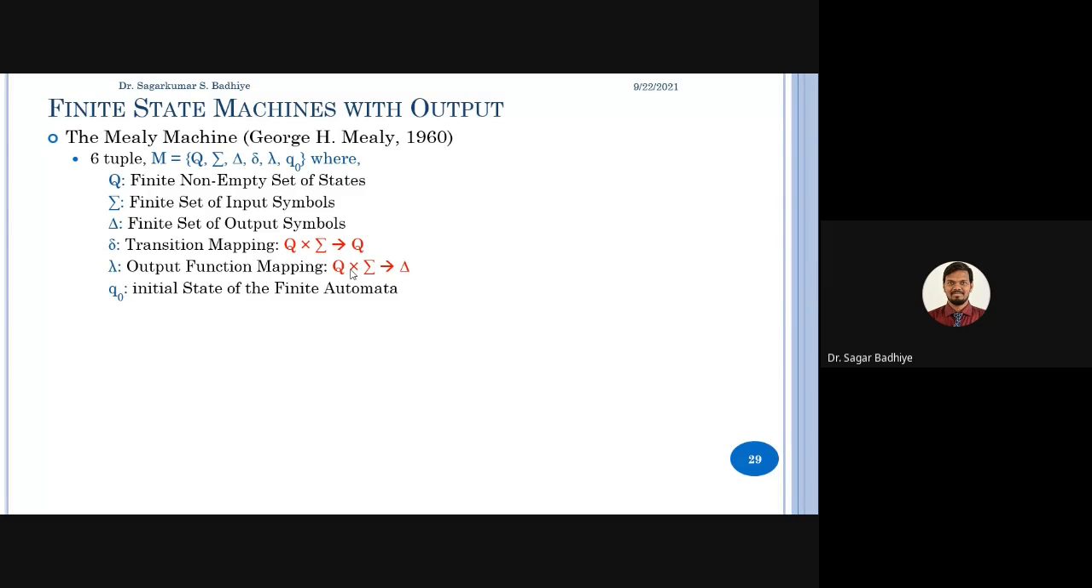Q0 is again the initial state of the finite automata. So these are the 6 tuples that are used to represent a machine called the Mealy machine. Similarly, we have the Moore machine, but before that, let us discuss an example on design of a Mealy machine. The machine that we are going to design is to find the complement of a binary number.